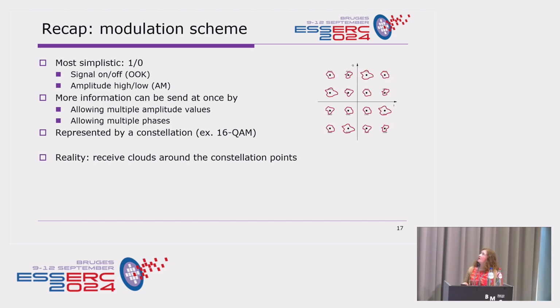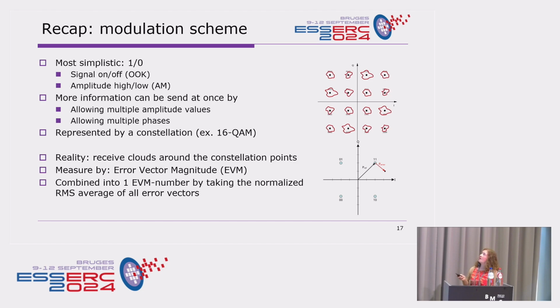Now at the receiver, we will not get exactly these points. What we will receive are what they call clouds around the points. You will have your desired point, but you will sometimes receive a bit off due to a change in amplitude, a change in phase, and so on. To characterize the fact that we are sometimes off, we use the error vector magnitude. This error vector is a vector that we can draw from the point that we want to the point that we receive. By then taking a normalized root mean square of all these vectors, we try to summarize all these different vectors in one number, which is the error vector magnitude.